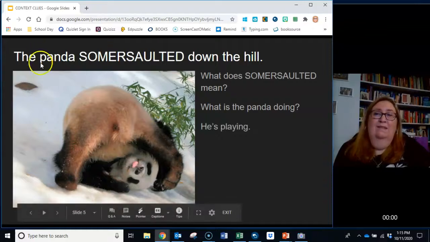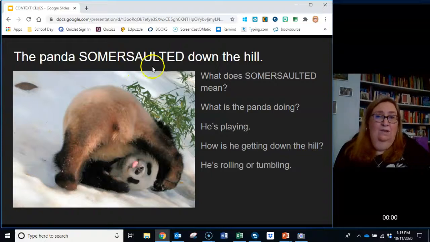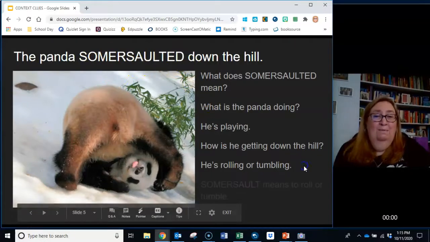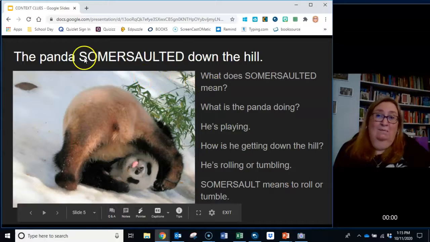Okay. Well, the sentence says this is what he's doing down the hill. So how is he getting down the hill? Well, this is a picture and not a video, but to me, it looks like he's rolling or tumbling. So this word right here probably means to roll or to tumble. And we're correct because what is this word?